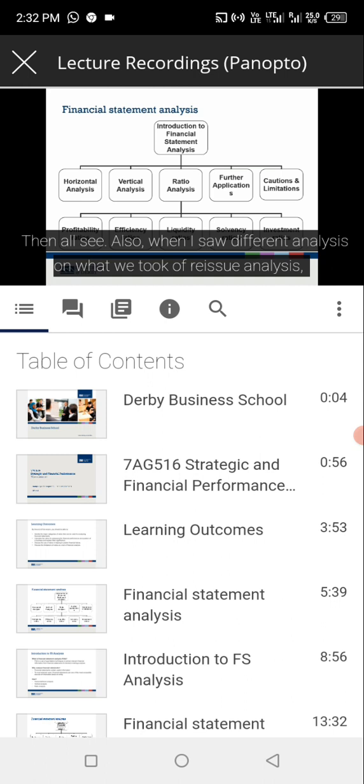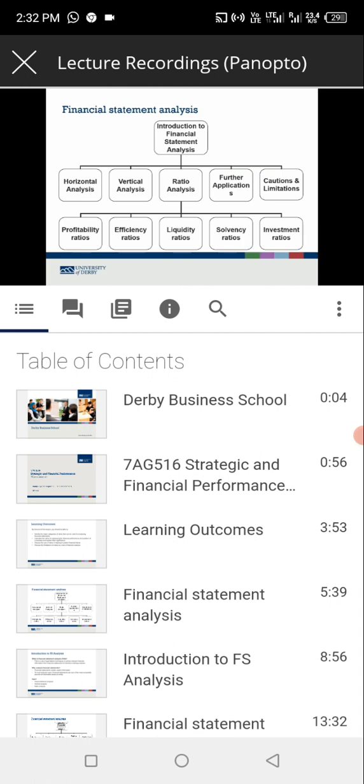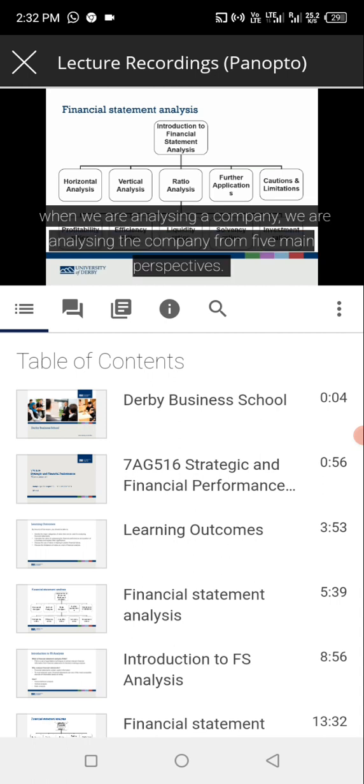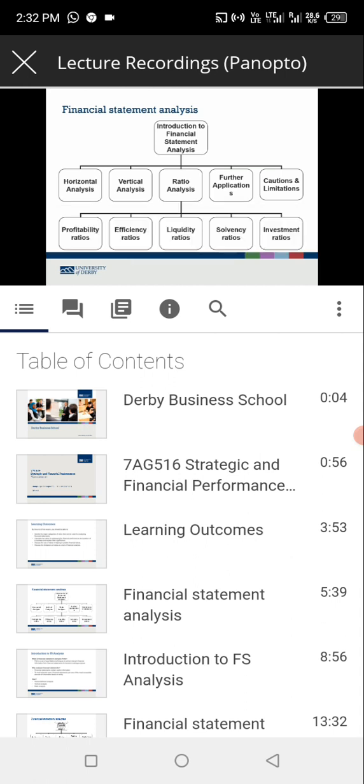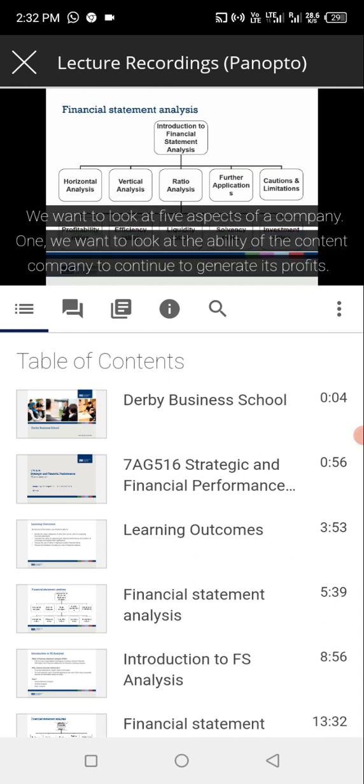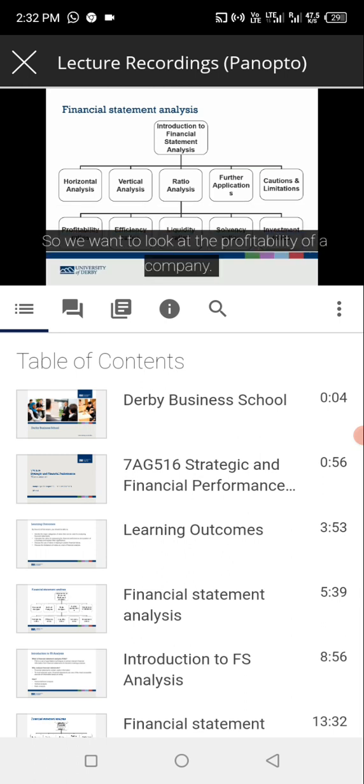And when we talk of ratio analysis, when we are analyzing a company, we are analyzing a company from 5 main perspectives. We want to look at 5 aspects of a company. One, we want to look at the ability of the company to continue to generate profit. So we want to look at the profitability of a company.